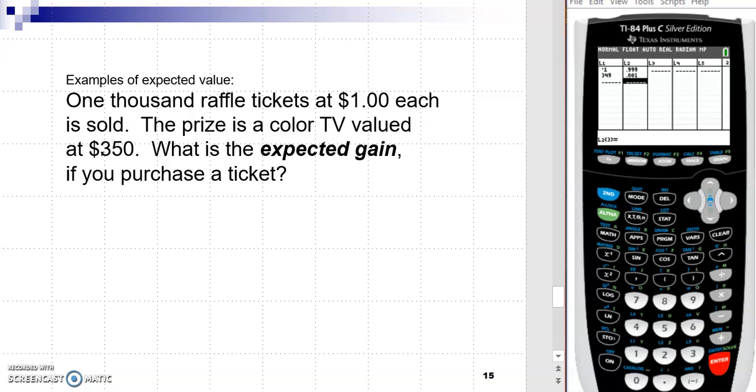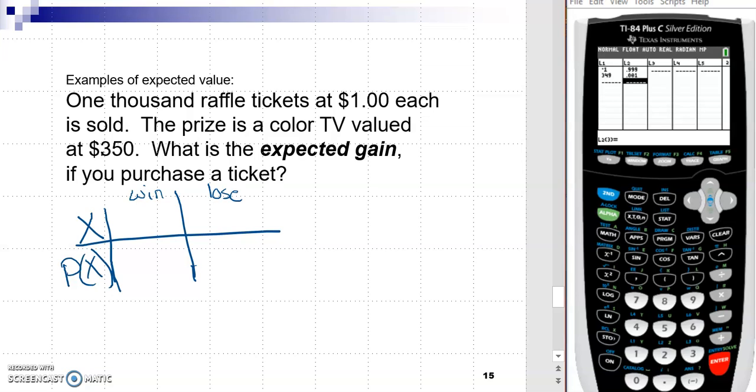So let's think about that a minute. If you're buying a ticket, what do you expect to gain? So we're going to set up a probability distribution for this. So our value for X, with these kind of problems, I kind of want to think of it as either you win or lose. Okay, so I'm going to put win and lose as categories up here above this. And then we need the probability of that occurring.